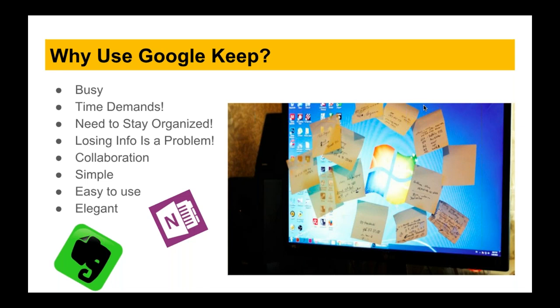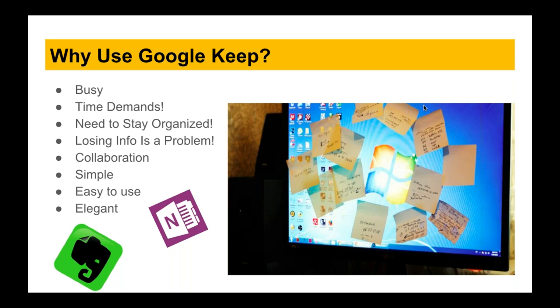So I started out using a couple of the apps that you may recognize on the screen. I think I started out as an Evernote user. That's the green icon with the elephant on it. Evernote was really good for a good while. I switched over to Microsoft OneNote after using Evernote for a few years and finding that Evernote was moving away from a free model to a premium model.